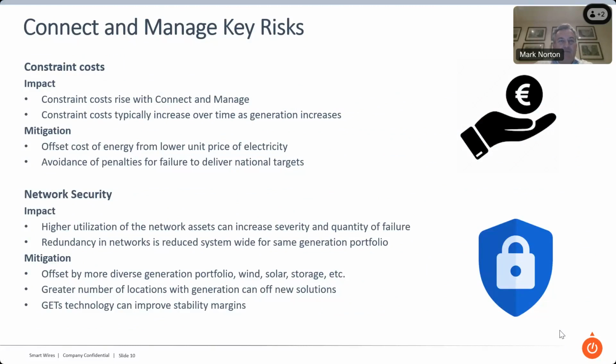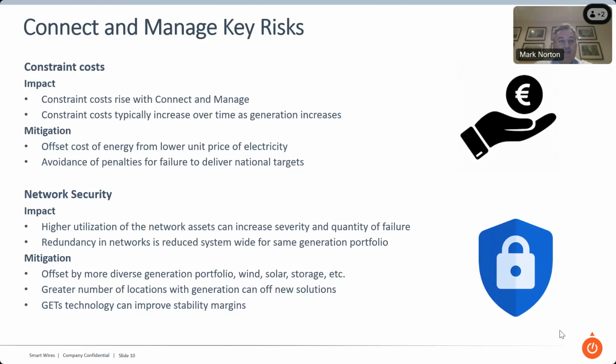Connect and manage does come with some key risks. I don't think they're terribly surprising ones, but it's worth spending a couple of minutes running through them. So the first one is constraint costs. I mentioned before that constraint costs in the UK have risen significantly. In part, that can only be as a consequence of connecting a large number of new generators to the system without the full range of system reinforcements. It's not the whole story, but it's definitely a contributing factor.